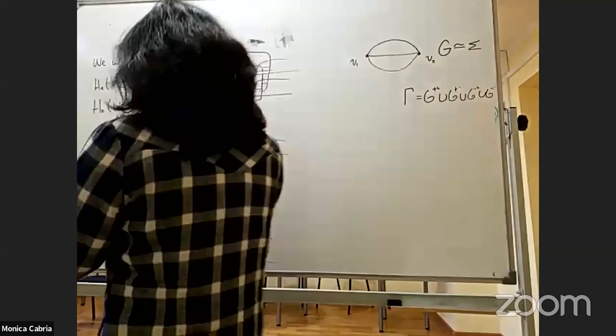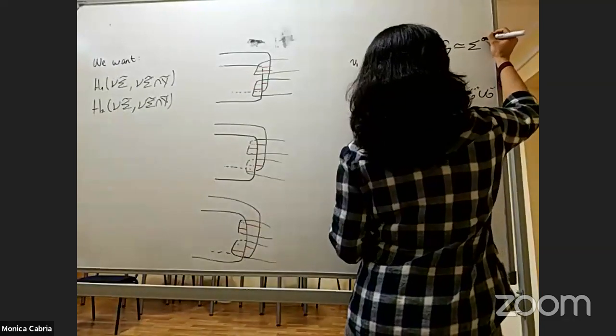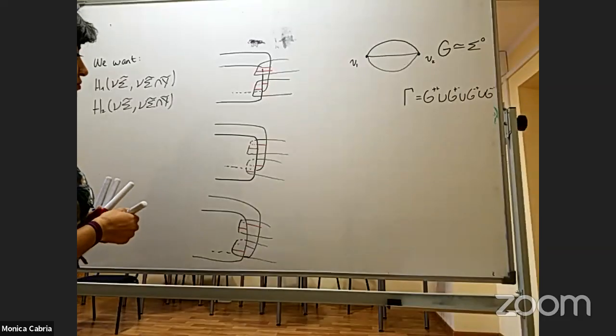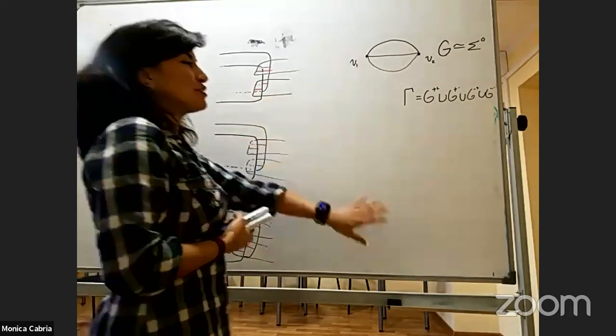Monica, G is not homotopy equivalent to sigma circle, because sigma circle has holes. Sigma circle is homotopy equivalent to delta, which you didn't define yet. Okay. Let us work with gamma first.